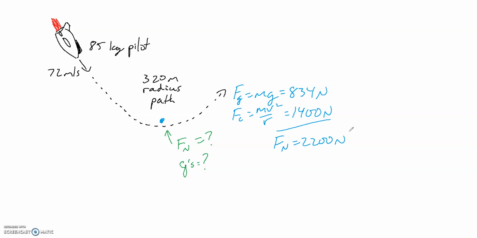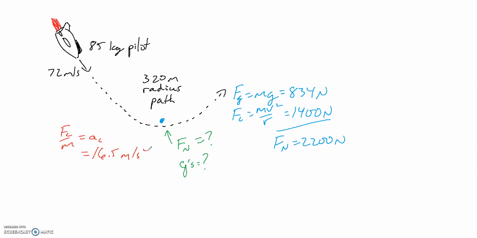Now, what about the G's? Well, the G's is just acceleration. That's all it is. You can do the force all together if you want, or you can do them separately. It doesn't make any difference. If I take just the Fc right there, the 1400 newtons, and divide by mass to calculate the centripetal acceleration, just basically Newton's second law, the centripetal acceleration, give or take, is going to be around 16.5 meters per second squared.